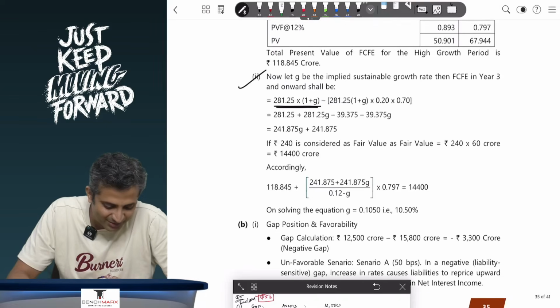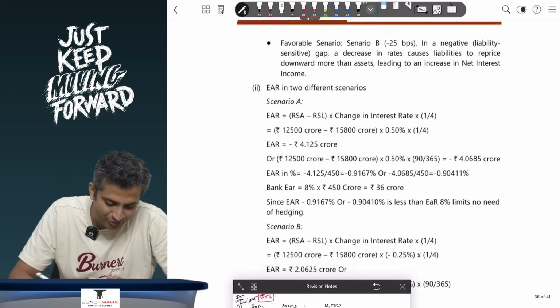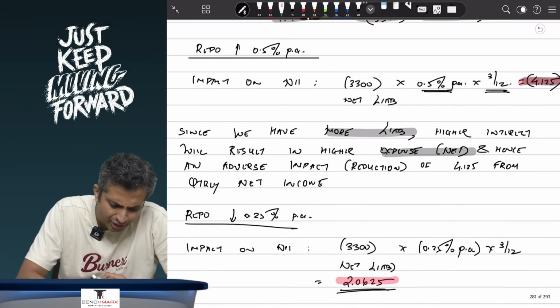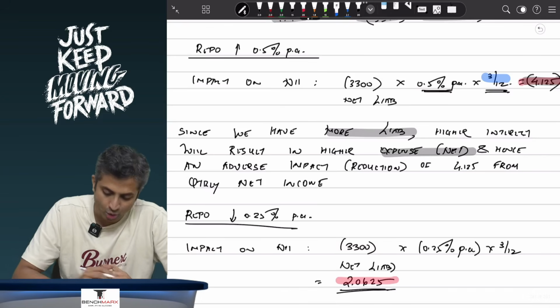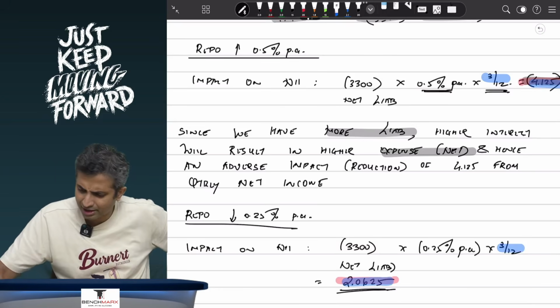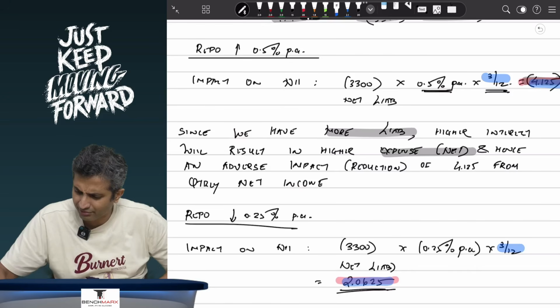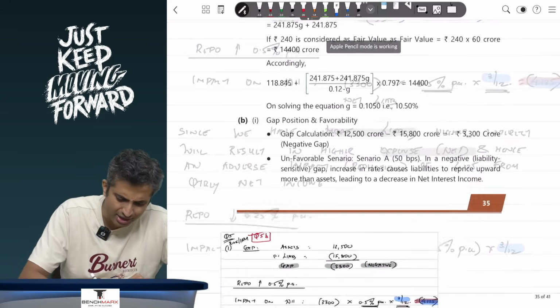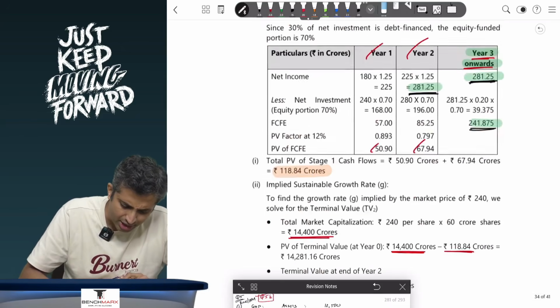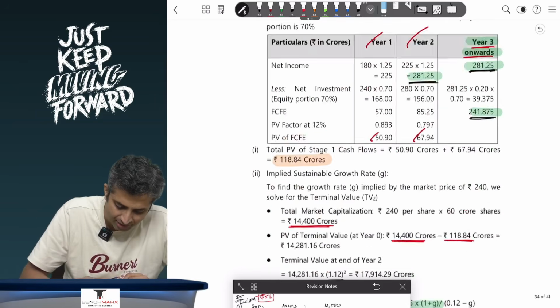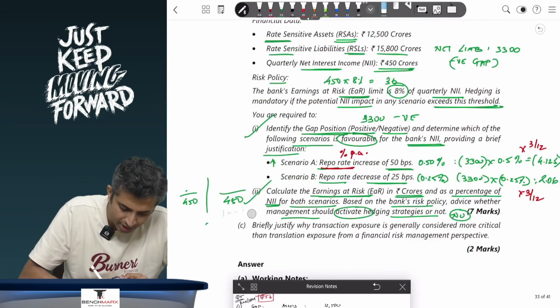So over here, when we look at this working, it is into 3 by 12 because it is quarterly, and this is again into 3 by 12, because it is quarterly. So there's a 2.06 and a 4.125. And 4.125 divided by 450 comes to 0.92%. That is hardly any exposure. So this is 0.92%. This is definitely not requiring any kind of separate hedging.